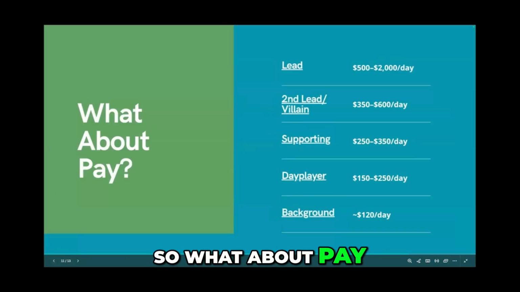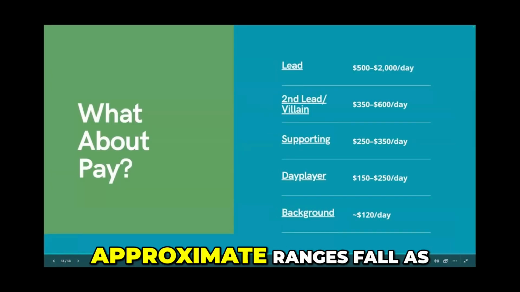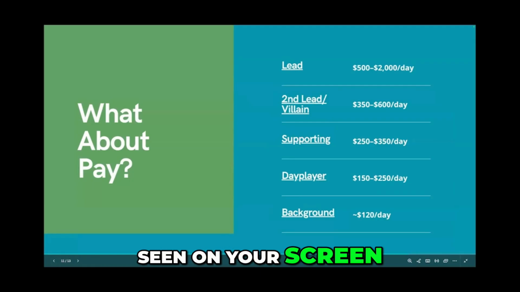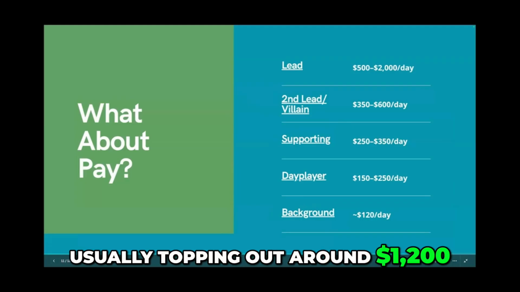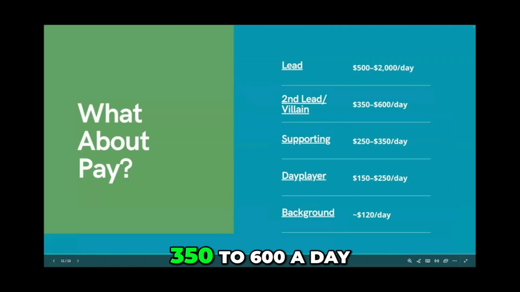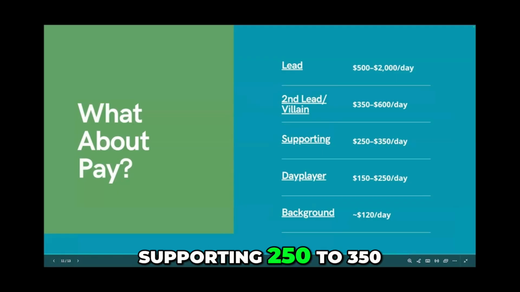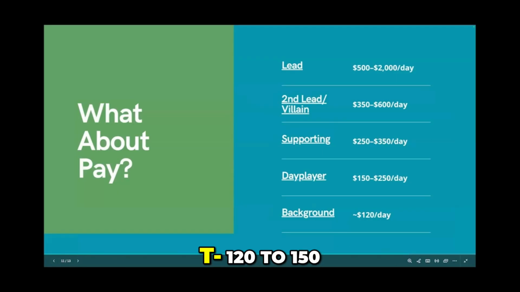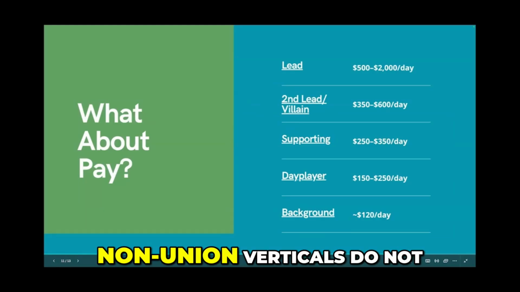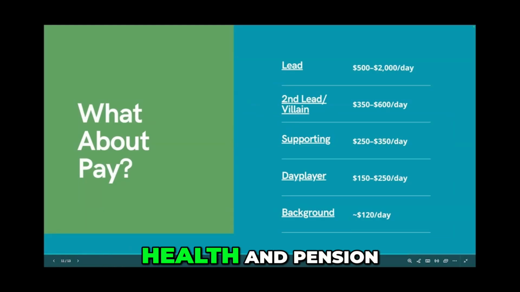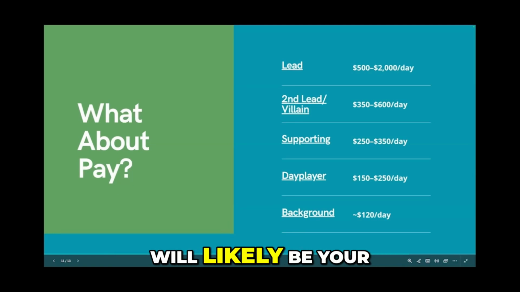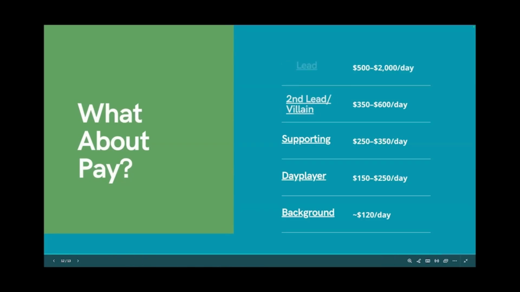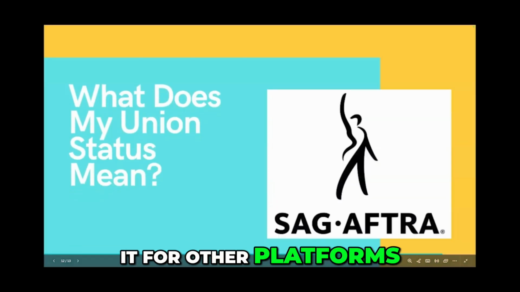So what about pay? Let's talk non-union vertical rates. Approximate ranges fall as seen on your screen. Leads can make $500 to $2,000 a day, usually topping out around $1,200. The second lead or villain, $350 to $600 a day. Supporting, $250 to $350 a day. Day player, $150 to $250 a day. And background is like $120 to $150 a day. But remember, non-union verticals do not include residuals, health and pension, or usage escalators. So that upfront number will likely be your entire compensation, even if they repurpose it for other platforms.